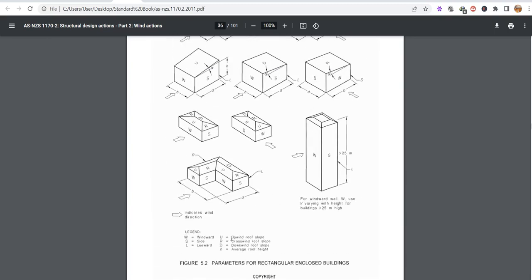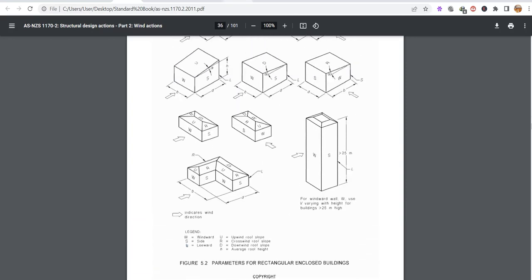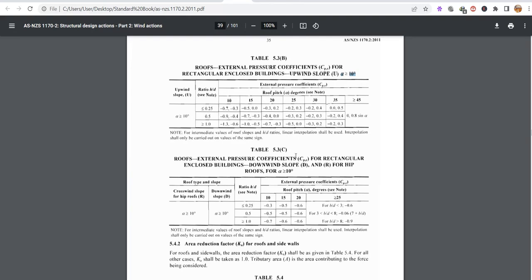So U stands for upwind, R stands for crosswind, D stands for downwind. Then for wind, W stands for windward, S stands for sideward, and L stands for leeward. So these are the terms that you should be familiar with by now. So go back to the roof.